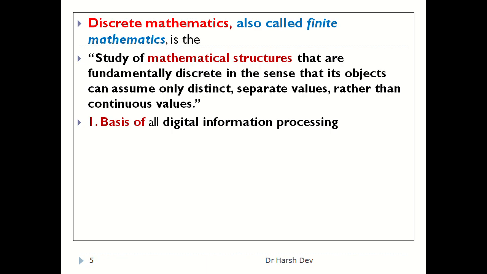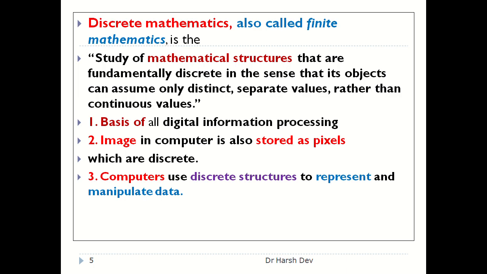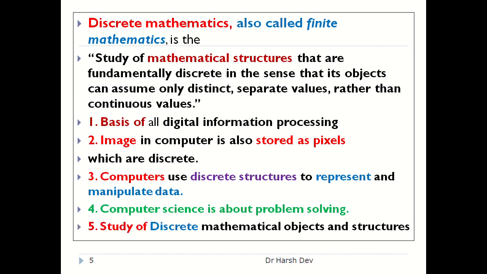Now, what are the basics of this? All digital information systems are discrete systems. An image in a computer is stored in the form of discrete values, which are called pixels. Computers use discrete structures to represent and manipulate data, and computer science is all about solving problems, which is also the study of discrete mathematical objects and structures.